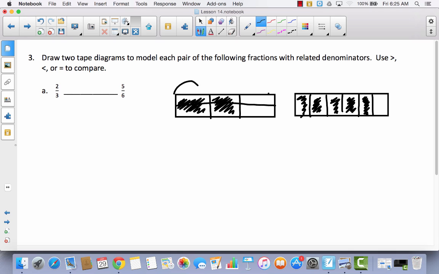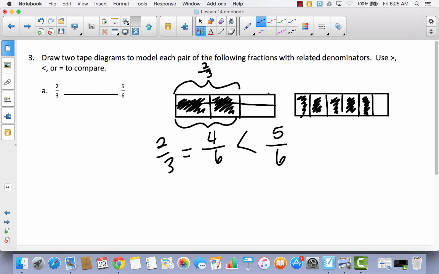So now what I started with as 2/3 is now 4 sixes. So now I've got 4 sixes compared to 5 sixes. So which one would be greater? Well, 5 sixes would be greater. So since 4 sixes is equal to 2/3, then 2/3 is less than 5 sixes.